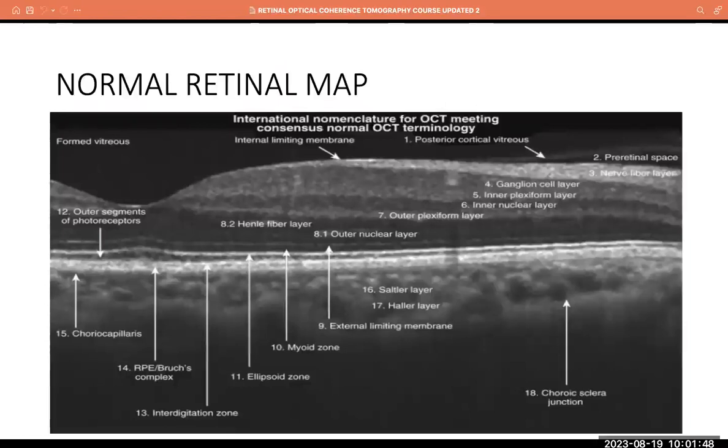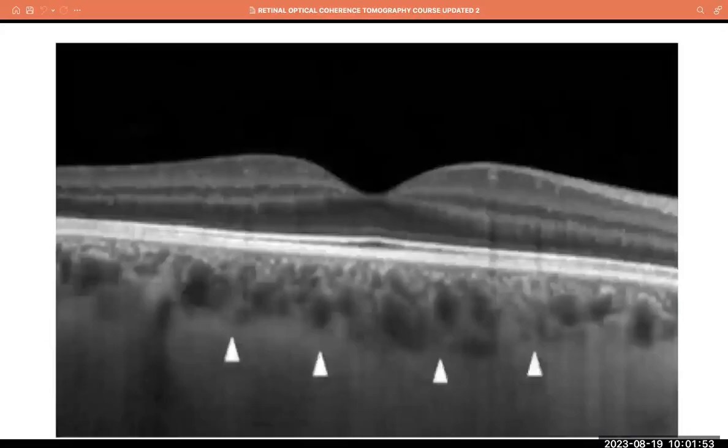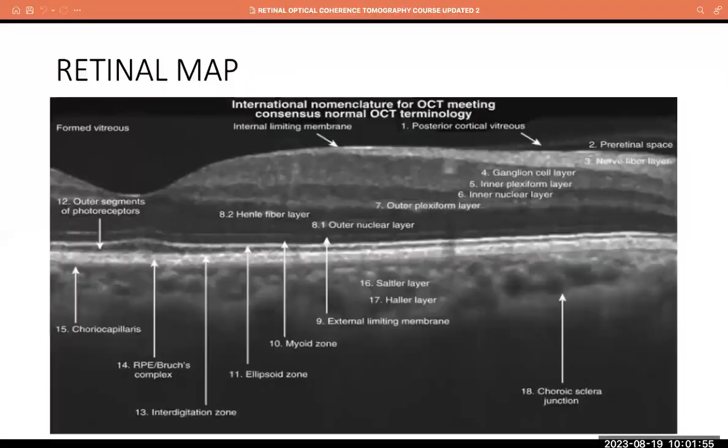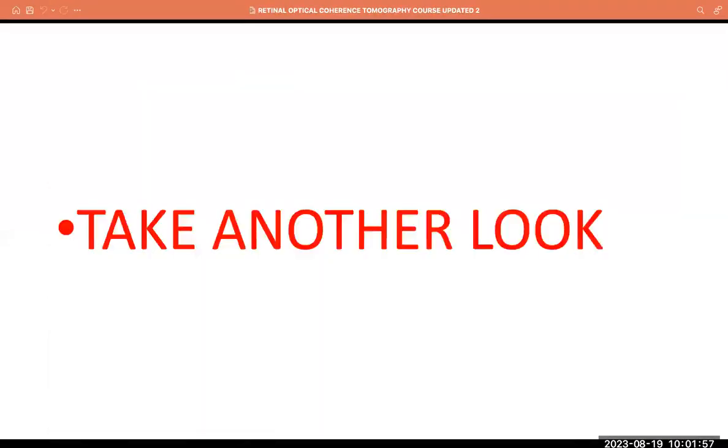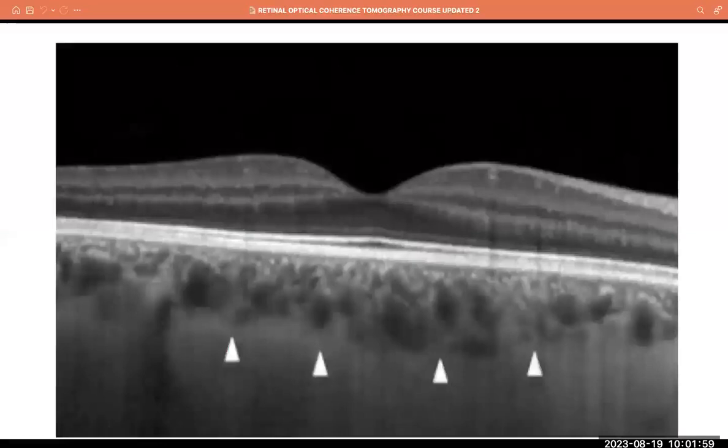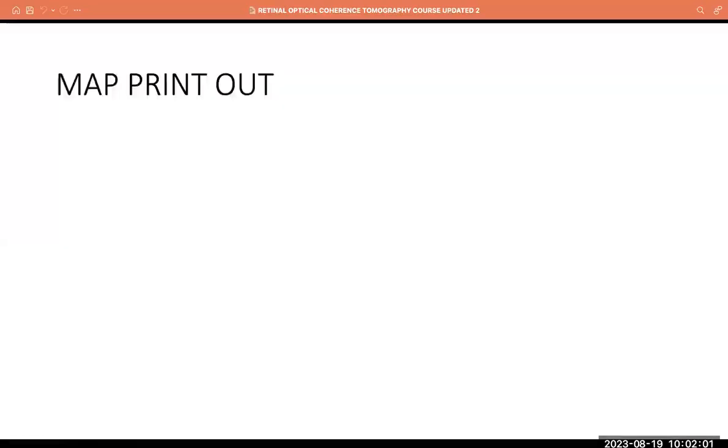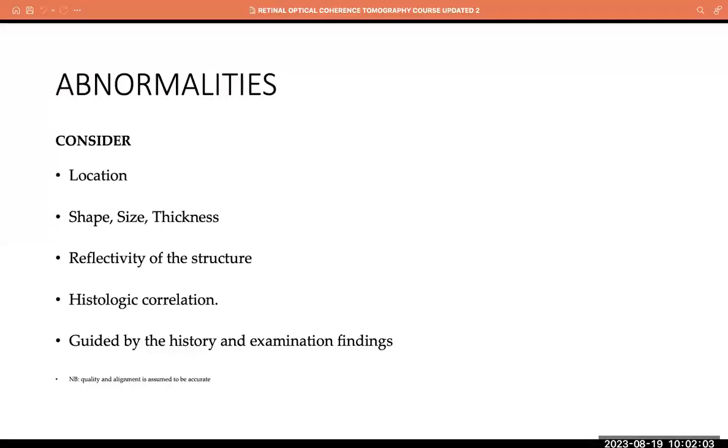Let's get to the slide on abnormalities. Just a few, and then we'll check one or two, because of our time. For the abnormalities, when you think you have an abnormality, you have to consider the location.